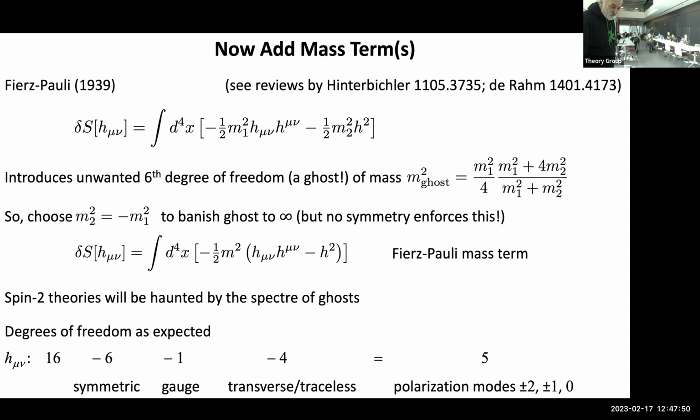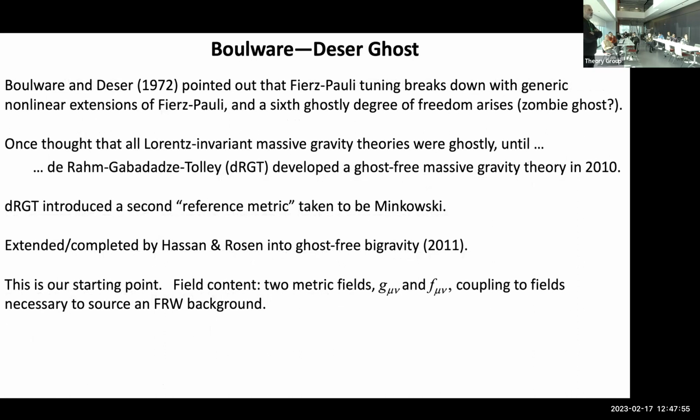All right, that was okay for a decade or so until Boulware and Deser pointed out that the Fierz-Pauli tuning, m1 squared equal to minus m2 squared, breaks down beyond quadratic order. If you include nonlinear extensions of Fierz-Pauli, and connect the Fierz-Pauli field to matter, the 6th ghostly degree of freedom arises. So every time you kill the ghost, it can come back. It's sort of a zombie ghost. It's just hard to keep that sucker dead. And from 1972 until maybe 2010, it was thought that all Lorentz invariant massive gravity theories were ghostly until dRGT developed a ghost-free massive gravity theory.